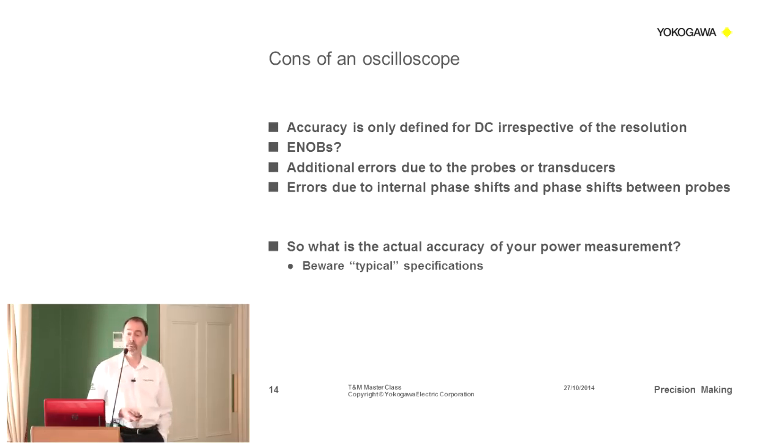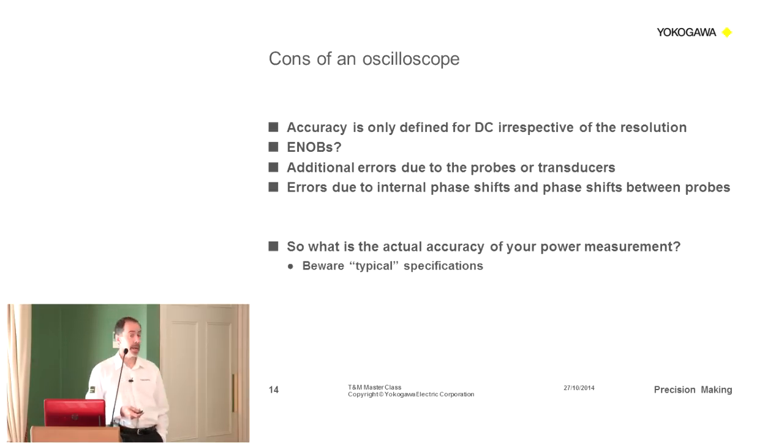There are ways of doing this, talking about effective number of bits, but it still doesn't give you an overall accuracy measurement at high frequencies. There are additional errors due to the probes or transducers. You'll see that I have an example running here on a single ended oscilloscope which uses a differential probe and a current probe. Of course, these also have their inherent errors associated with that measuring system.